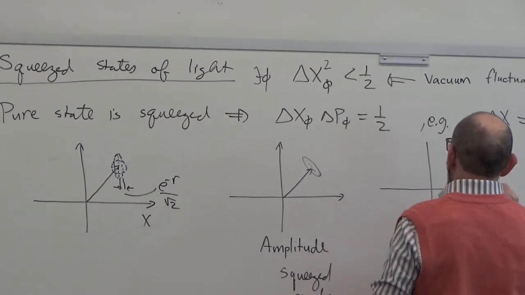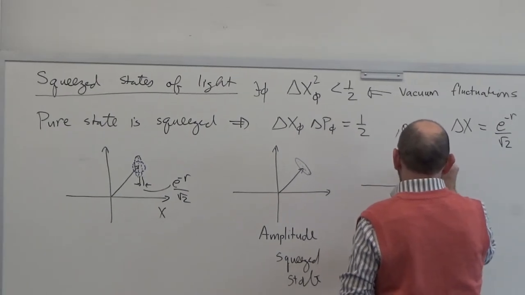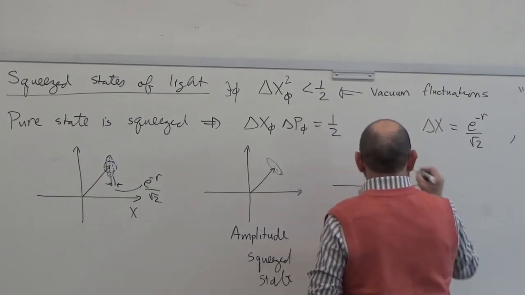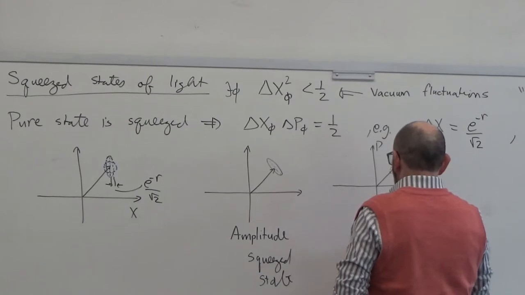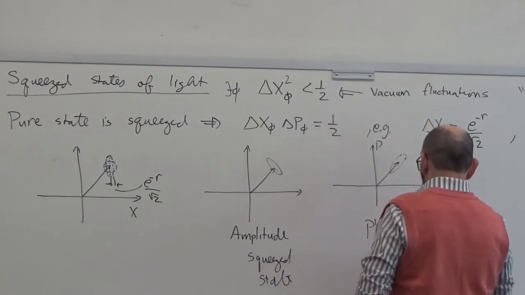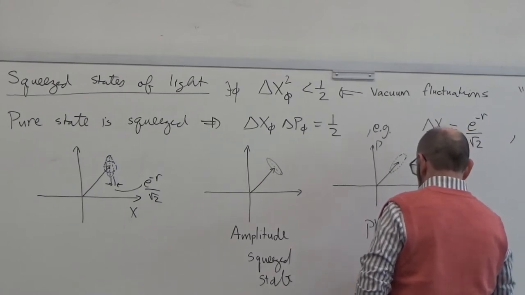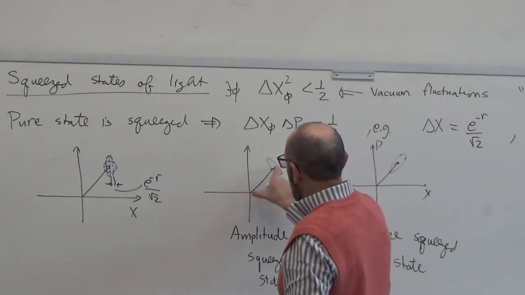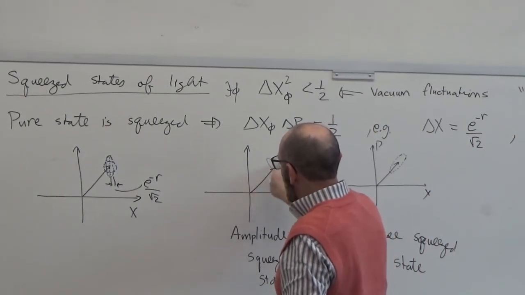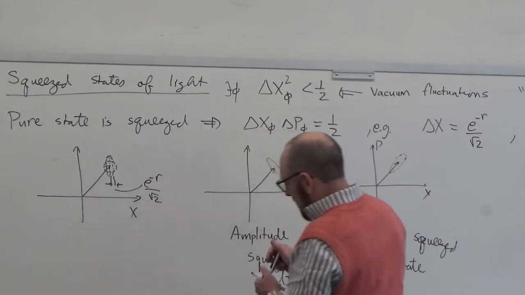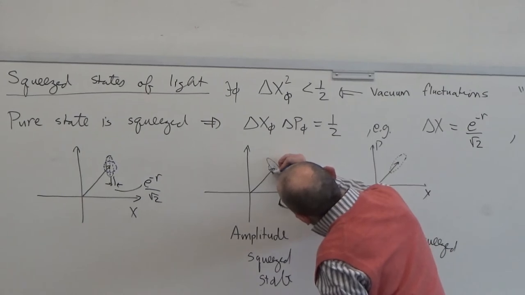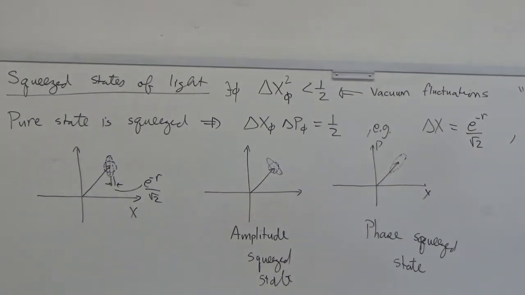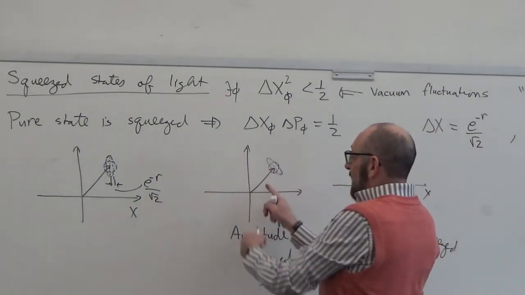Alternatively, I might have a state which looks like this. This is called a phase squeeze state. This is called an amplitude squeeze state because my uncertainty on the amplitude of this phasor is reduced below what it would be for the vacuum level. I have a better certainty of what the amplitude is. Of course, in this case, I have less certainty in what its phase is.